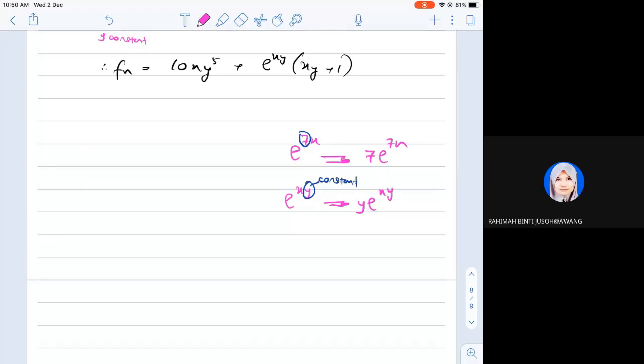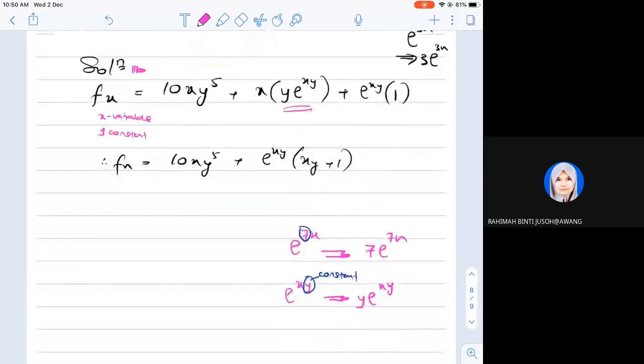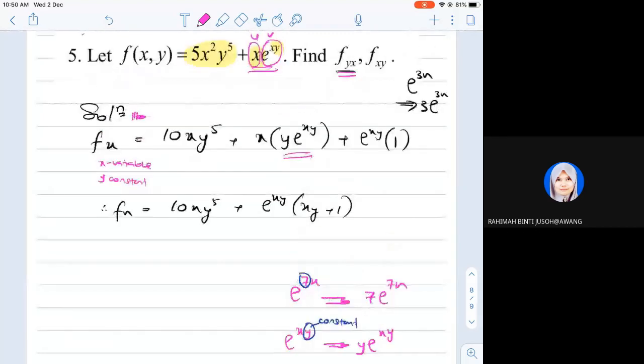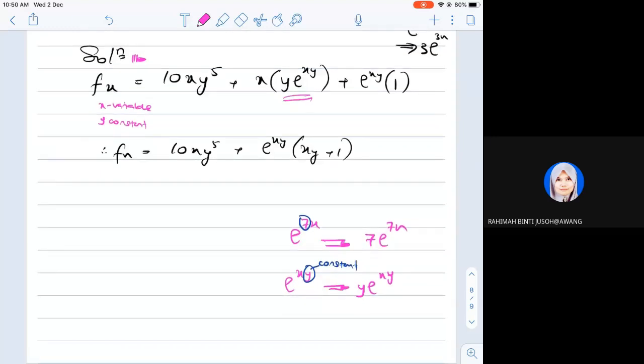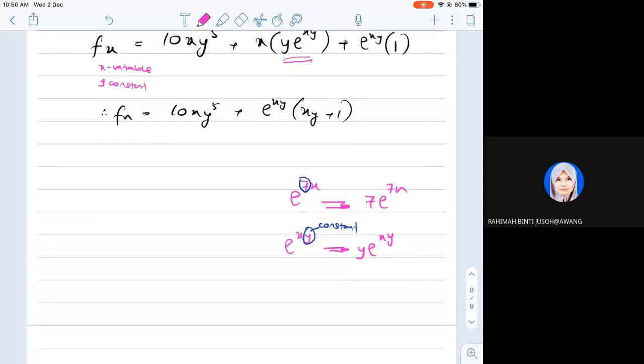So we will get this. That's why we get y exponent xy. That's why I did f_x first, because I want you to understand the product rule with differentiation like this. Alright guys, it doesn't matter which one. If you have f_yx or f_xy, you can do whichever one you like. If you're comfortable with f_y, you can do f_y first. Okay, let's proceed.